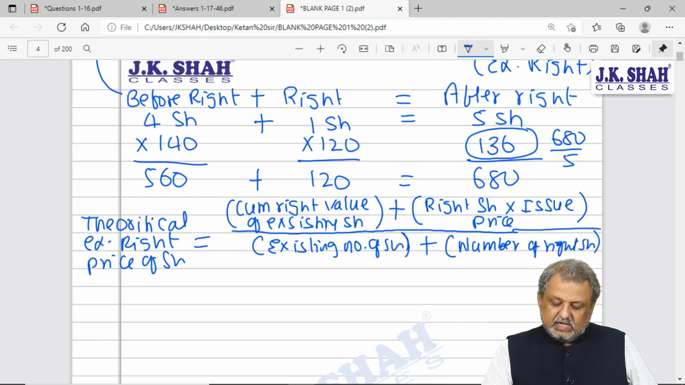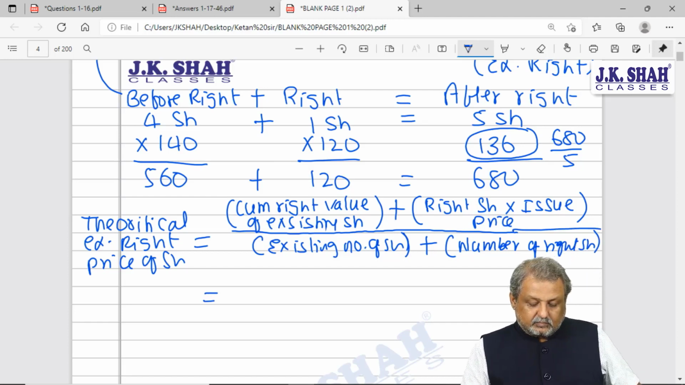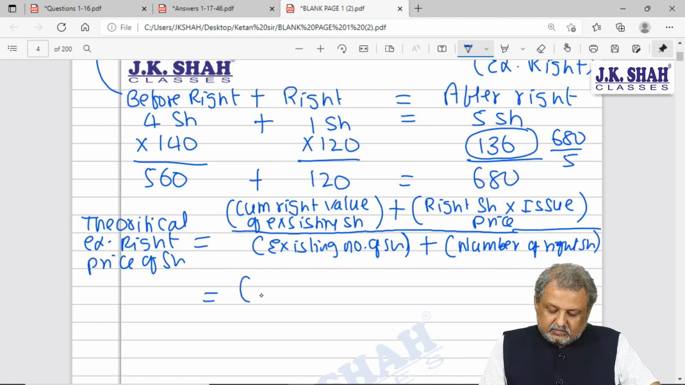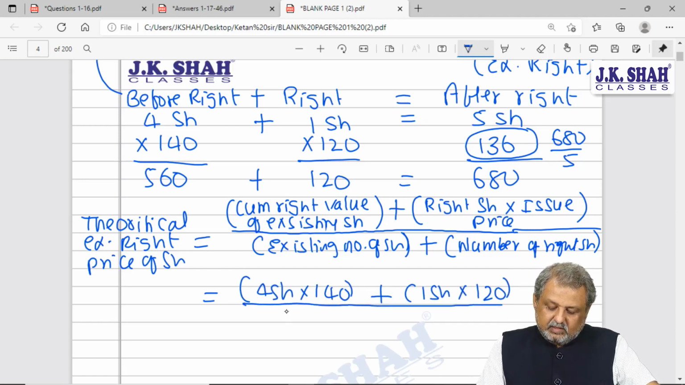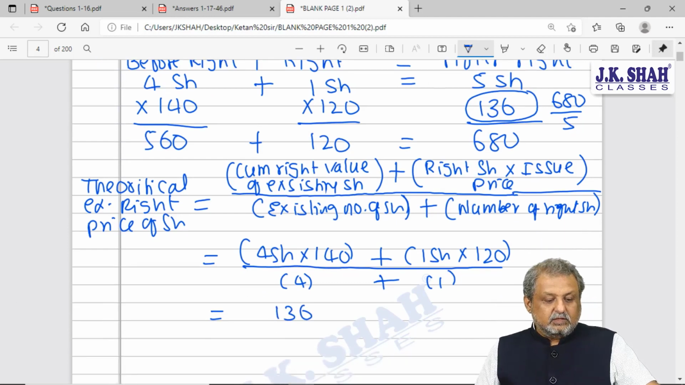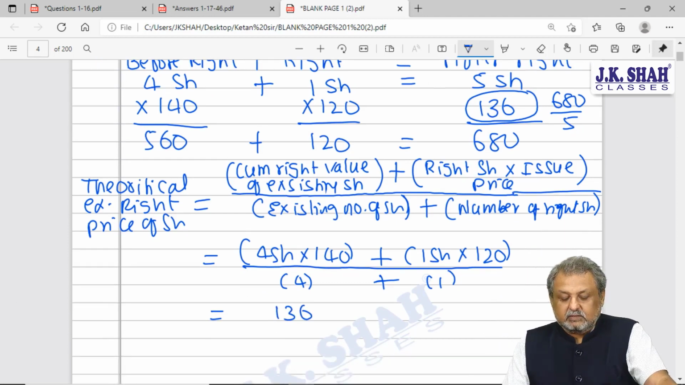Now this is actually nothing but the same logic which I told you before. It is nothing but 4 shares into 140 plus 1 share into 120, divided by 4 plus 1. So that is nothing but 136. That is theoretical X right value of share.